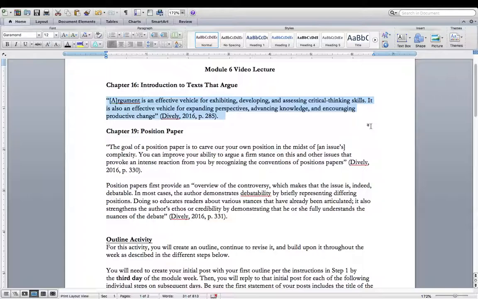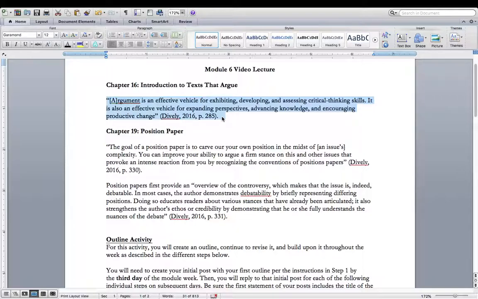So writing, and in particular the argumentative genre of writing, that is what scholarly writing is. Scholarly writing is all argumentative. It is a way of assessing and demonstrating critical thinking. And also it's an effective vehicle for expanding perspectives, advancing knowledge, and encouraging productive change. So that's what we can hope that argument does.